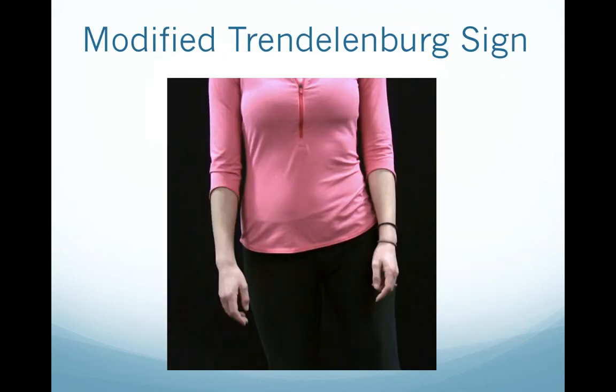Another test is the modified Trendelenburg, and this is performed by having the patient raise the opposite leg by raising the opposite iliac crest off the ground as high as they can for 30 seconds. And an inability to maintain that position for 30 seconds suggests hip abductor weakness.